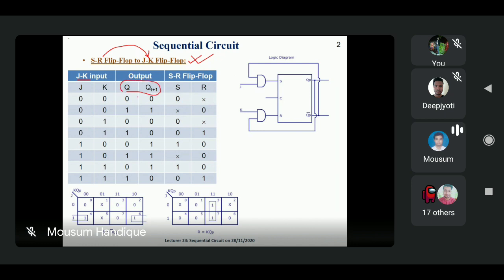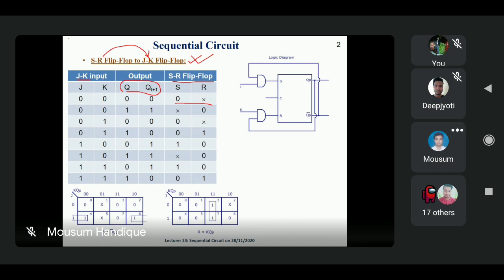And when we get the present state and next state, then what is the behavior of the SR flip-flop? Because from the SR we can convert to the JK. So here I am writing SR flip-flop. That is the rule when we are converting an SR flip-flop to a JK flip-flop. You just remember this particular template.